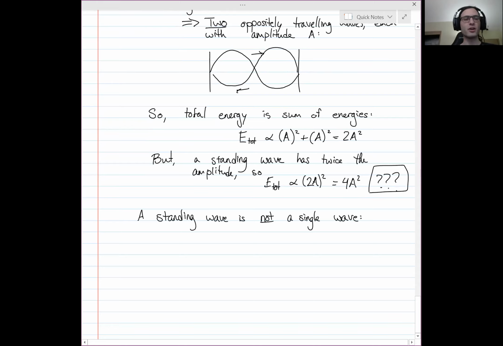But why does that matter? So in a standing wave, each individual particle that makes up the medium, think like a segment of rope, doesn't have the same amplitude of oscillation as the others.